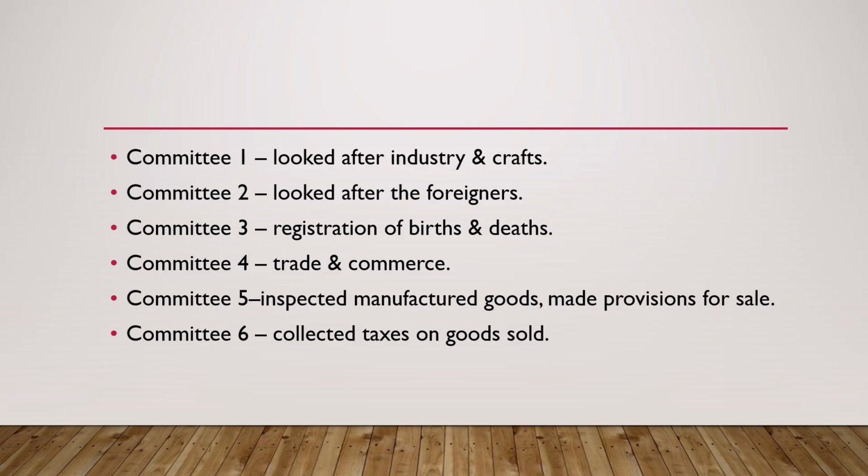The functions of the fourth committee included looking after trade and commerce, inspection of weights and measures, controlling the market, etc. The fifth committee inspected the manufactured goods and made provisions for their sale. Then we have the sixth committee, which collected taxes on the goods sold, the rate being 1/10 of it.